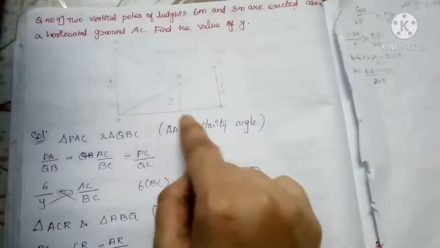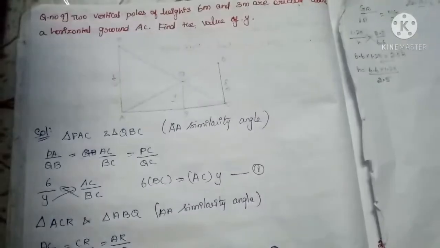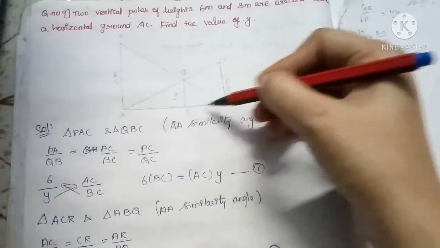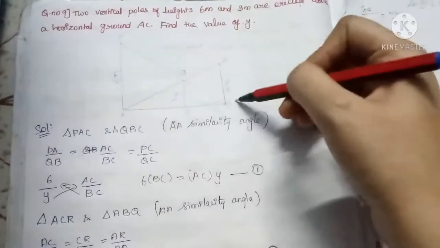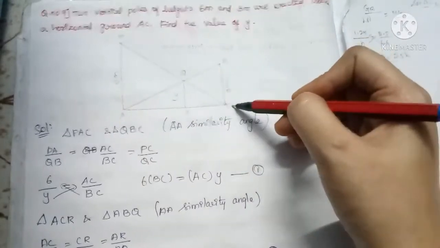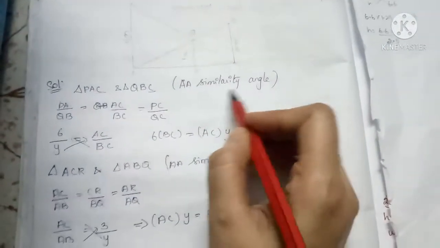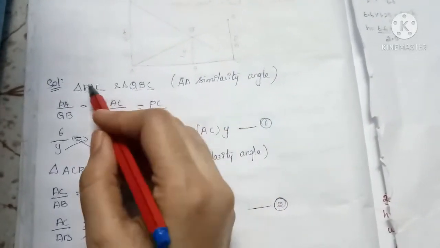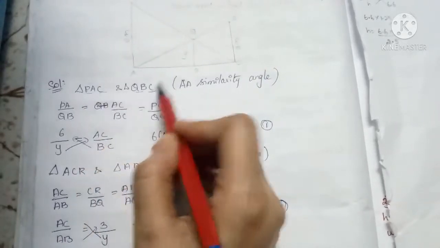We have got two triangles here. One is PAC and another one is QBC. Triangle PAC and triangle QBC. Here angle C is common, so we can take the similarity angle: PA by QB is equal to AC by BC is equal to PC by QC.